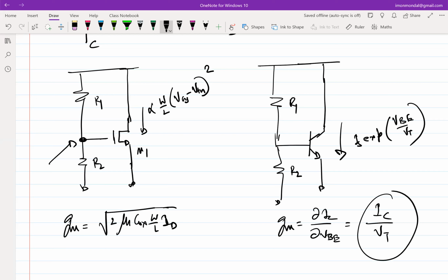In a MOSFET, you can keep on increasing W for a certain current, and you can get higher and higher GM. But in case of a BJT, there is no option. You just have to increase current. So you don't have that luxury. This is probably a luxury that a circuit designer wants.